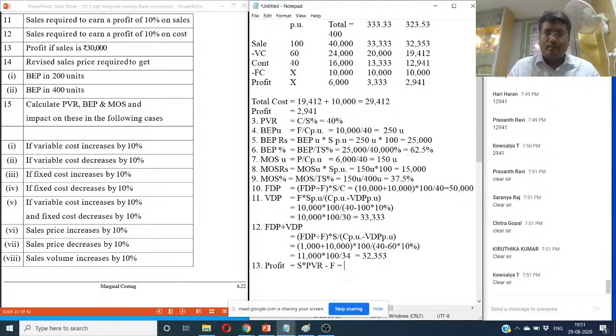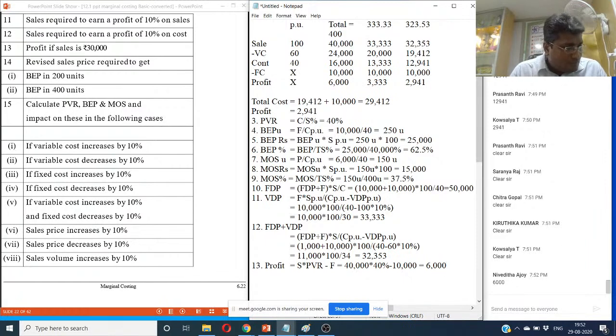Sales being current sales. Whenever it is talking about a new one, we always start with the current sales being 40,000. Multiply the PVR with this, the PVR here being 40%, minus from that you have to deduct the fixed cost, which is 10,000 rupees. Come on, get me the final value. 6,000. So 40% of 40,000, 16,000 minus 10,000, 6,000 is the profit. It's pretty easy also.